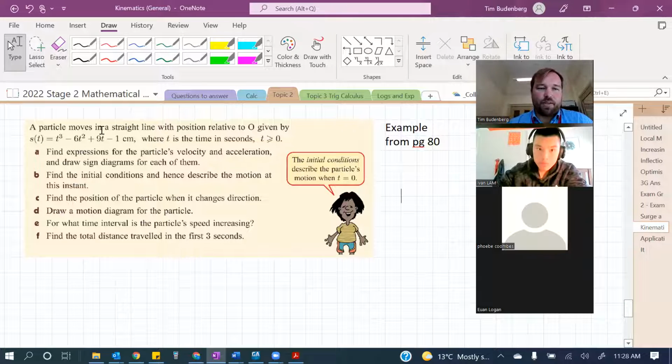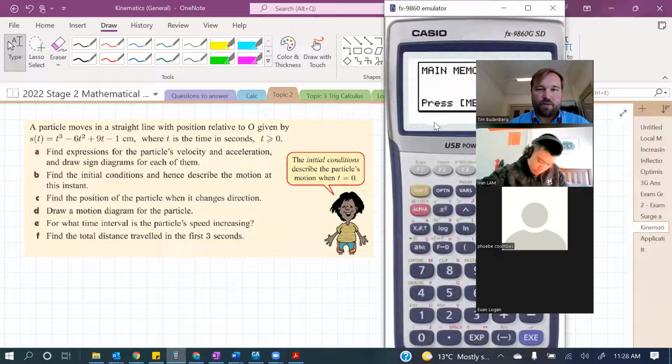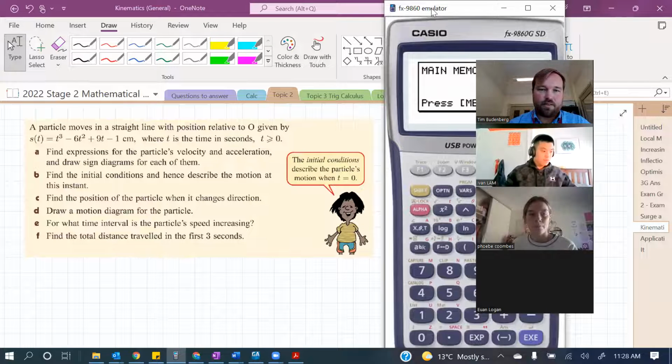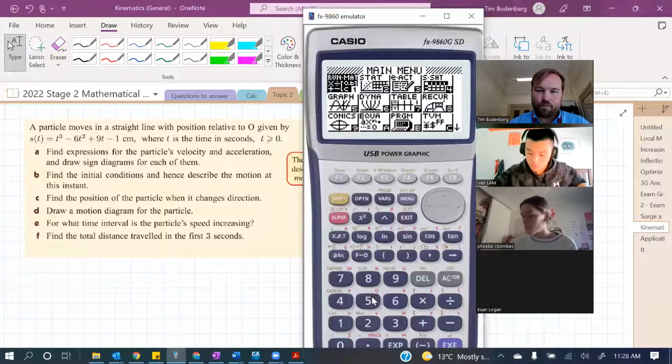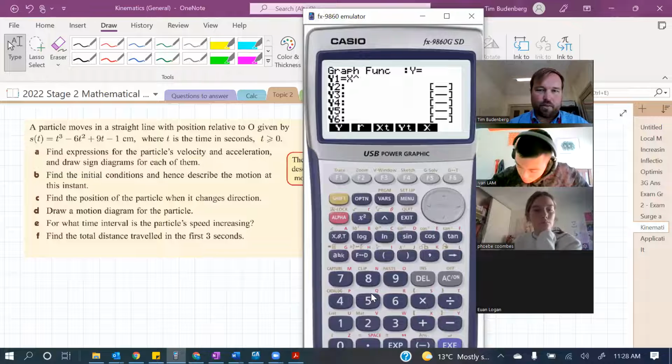A particle moves in a straight line with position relative to O given by s(t) equals t cubed minus 6t squared plus 9t, take 1, where time is in seconds and t is greater than or equal to 0. A really good way to start this is to graph it. So I'm just going to graph this function, and you guys will be able to see what's happening to the particle.